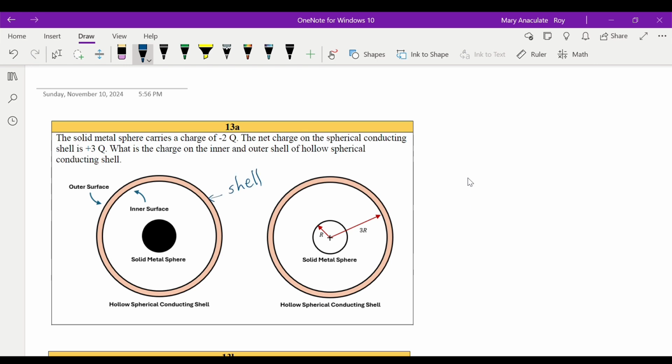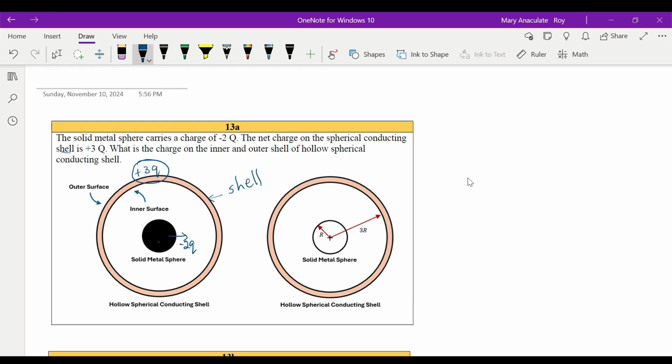Inside you have a solid metal sphere. It's a metal, and it has a charge of -2q. The net charge on the spherical conducting shell is +3q, and the sphere is having -2q charge. They ask you what's the charge on the inner and outer surface of the hollow spherical conducting shell. So how do we approach this question?